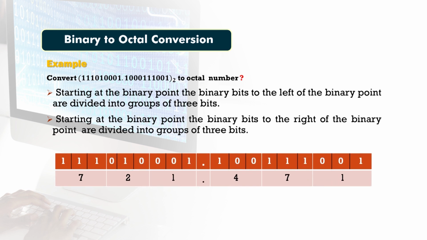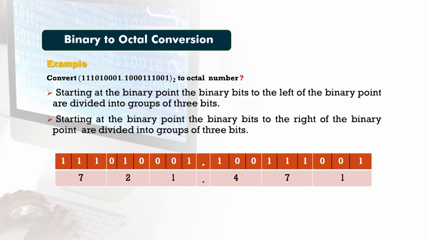Now, we will go from binary to octal conversion. For example, we are given a binary number 11101.1001, then again 11001. How to do the conversion from binary to octal? Starting at the binary point, the binary bits to the left of the binary point are divided into groups of 3 bits. To the left of the binary point, you club 3 bits, that is 001, then again you club another 3 bits, that is 010, and lastly we have 3 more bits, 111.